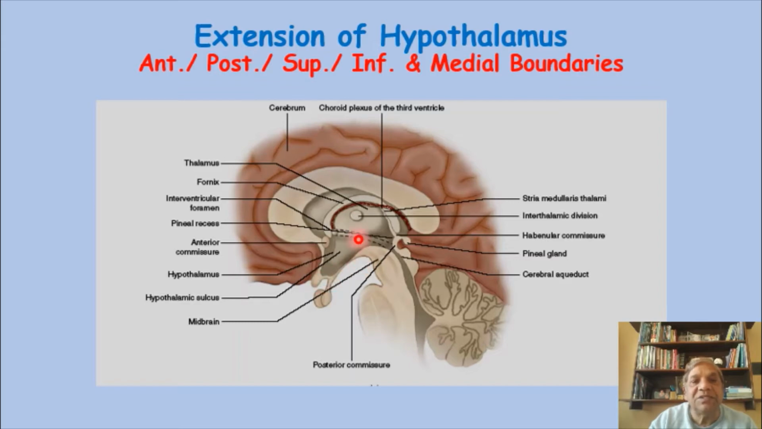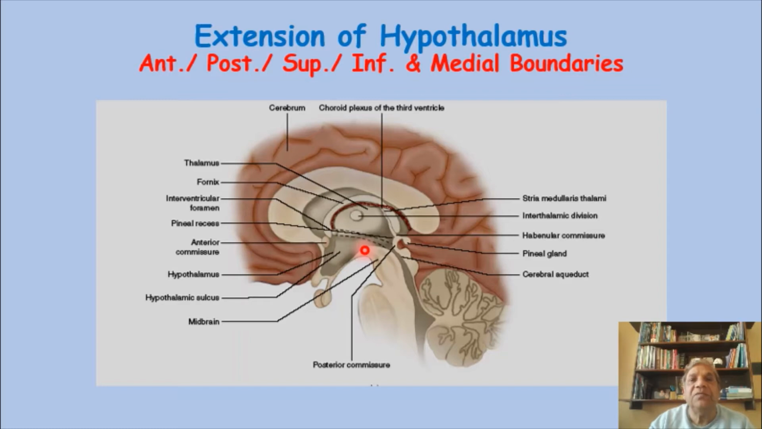Posteriorly, as I suggested, it is a vertical imaginary line passing posterior to the mammillary bodies that will limit the hypothalamus posteriorly. Superiorly, it is the hypothalamic sulcus, and this will separate it from the dorsally located thalamus. So it is ventral to the thalamus. That is, the superior boundary will be the hypothalamic sulcus.